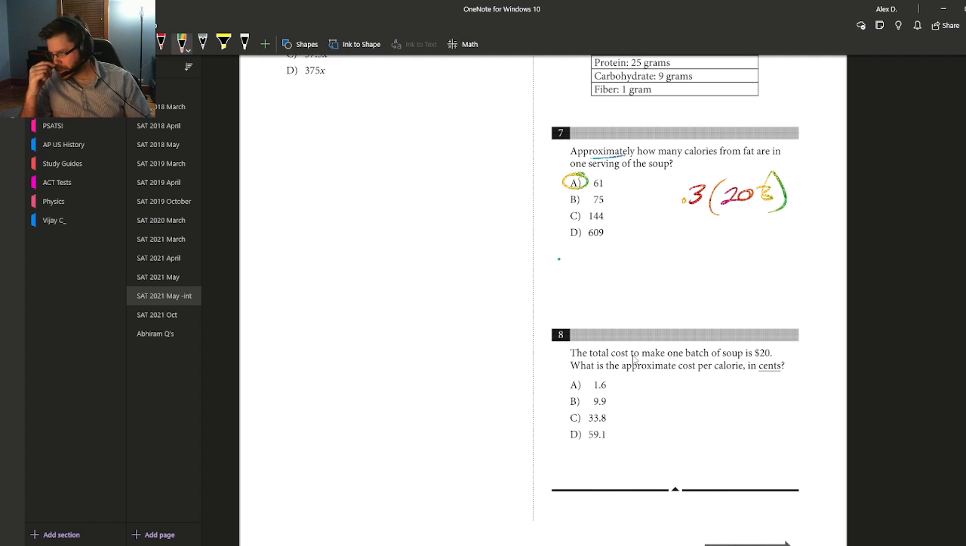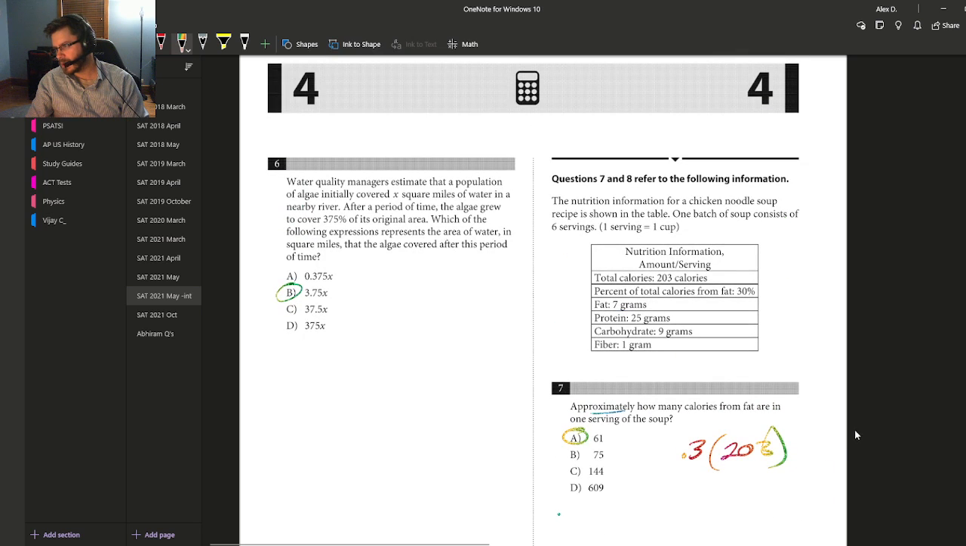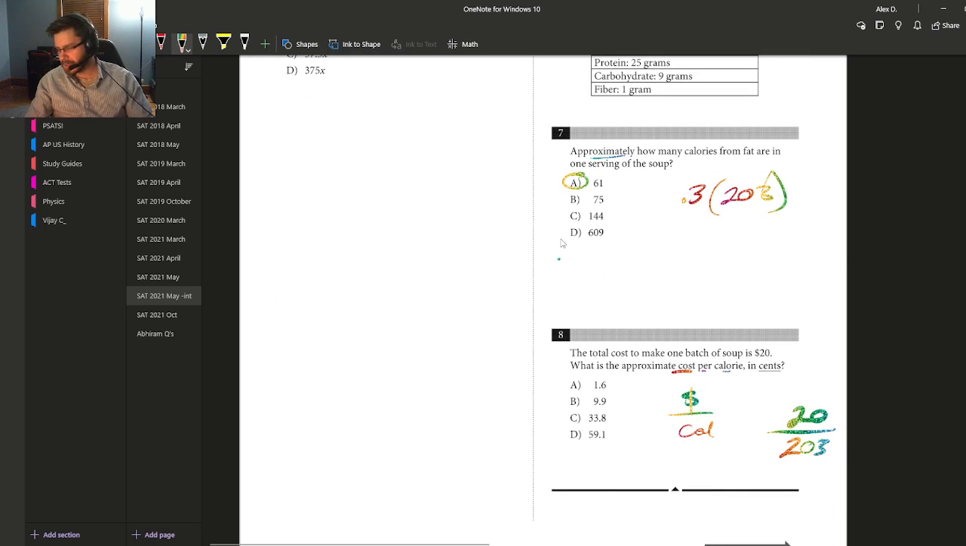Total cost to make a batch of soup is $20. What is the approximate cost per calorie? Cost per calorie. That's dollars over calories. So 20 over 203. Making me use my calculator again. How dare you? 0.09. Oh, in cents. Huh. 2,000 cents. 9.8.